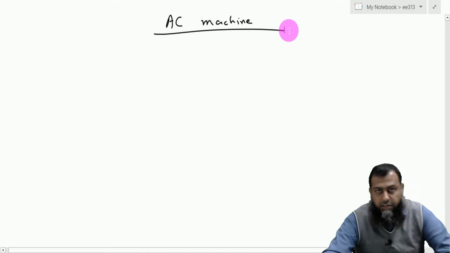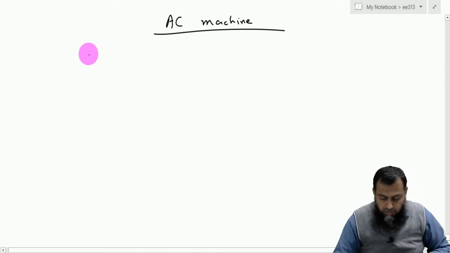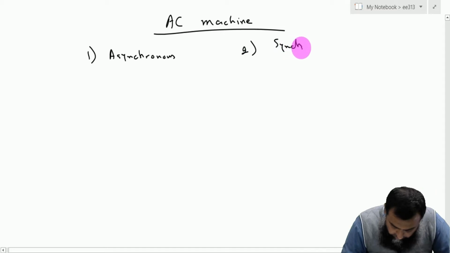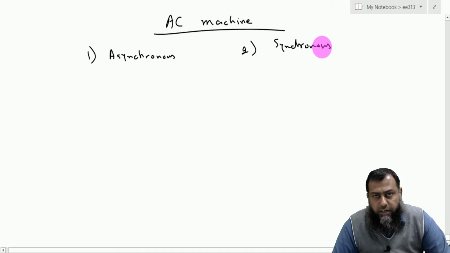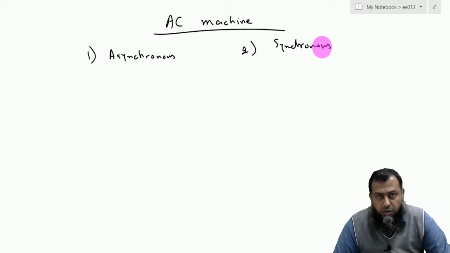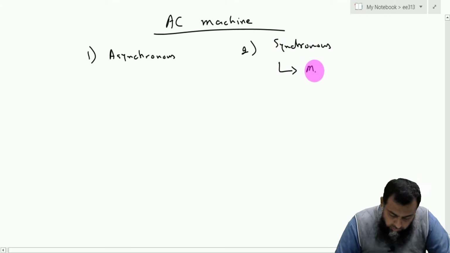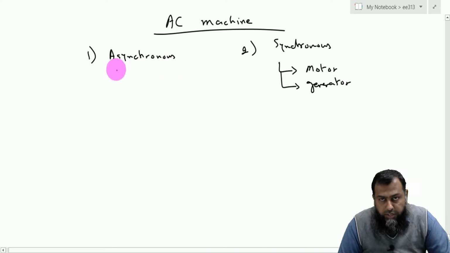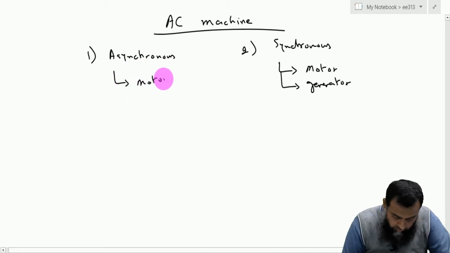AC machines can be broadly classified in terms of the asynchronous and the synchronous machine. In each of these two machines, there is a possibility that the machine can work as a motor or it can be utilized as a generator. But for most of the cases, the synchronous machine is used both as a motor as well as a generator, while for the majority of operation, the induction machine or the asynchronous machine is only used as a motor.